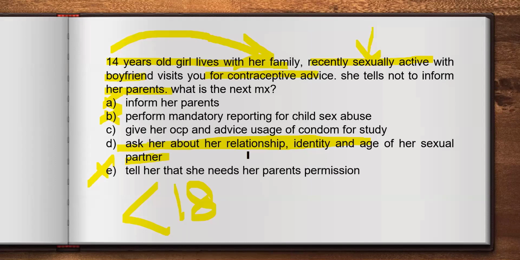Usually it's illegal to do sexual activity if someone has more than a 2-year gap. But after 18 years old, they can do sexual activity with anyone they like. So the first thing you do in the next management is ask about the relationship, identity, and age. If everything is good, then you give her OCP. Clear?